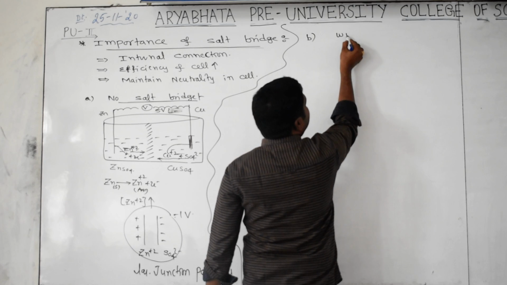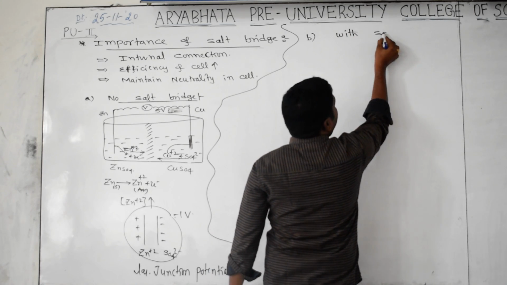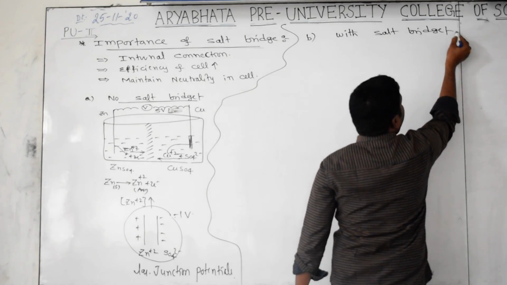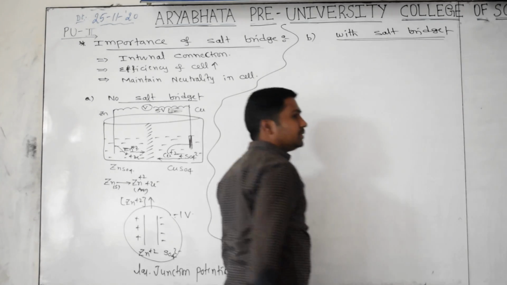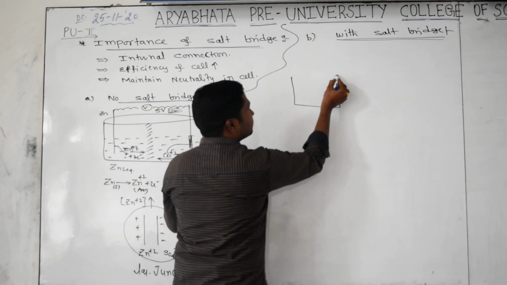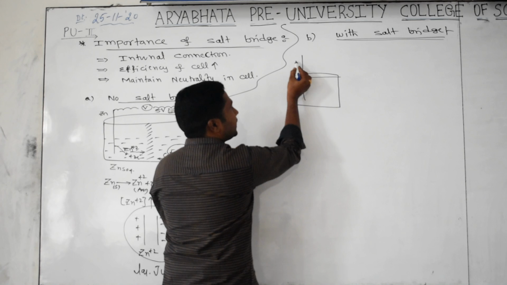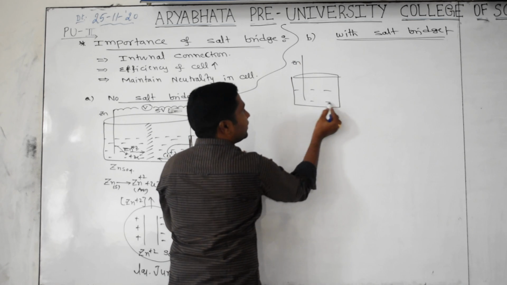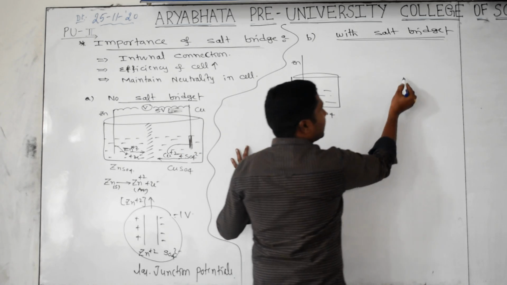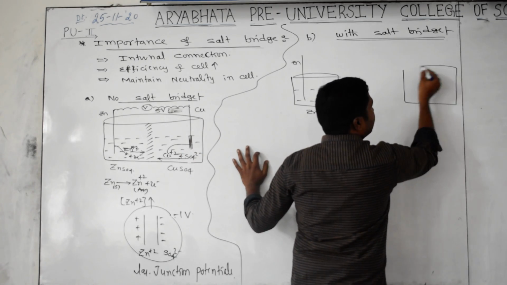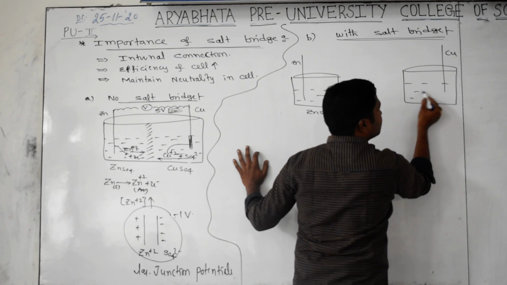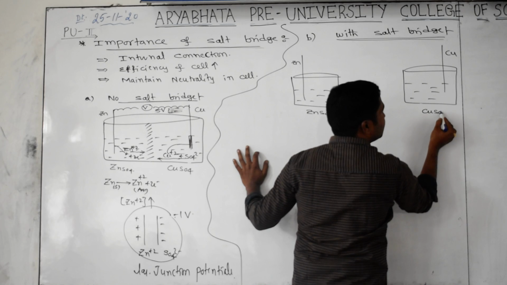So with a salt bridge, how it is more effective and how it is helpful to us. First of all, we have to take the anode container. In the anode container, we are taking a zinc rod dipped in zinc sulfate solution. And we have to take another container. In the other container, we are taking a copper rod dipped in the corresponding salt solution, copper sulfate solution.